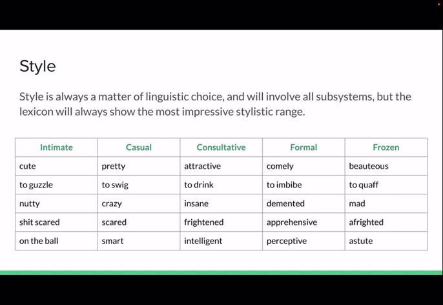Okay, this would be a good place to pause and take down some examples. So style is always a matter of linguistic choice. It involves all the subsystems, but the lexicon always shows an impressive stylistic range. So in this table, obviously you can see the columns for all of the different styles. What we have there is examples of synonyms within the different registers. So this would be a good place to pause and take examples of each one.